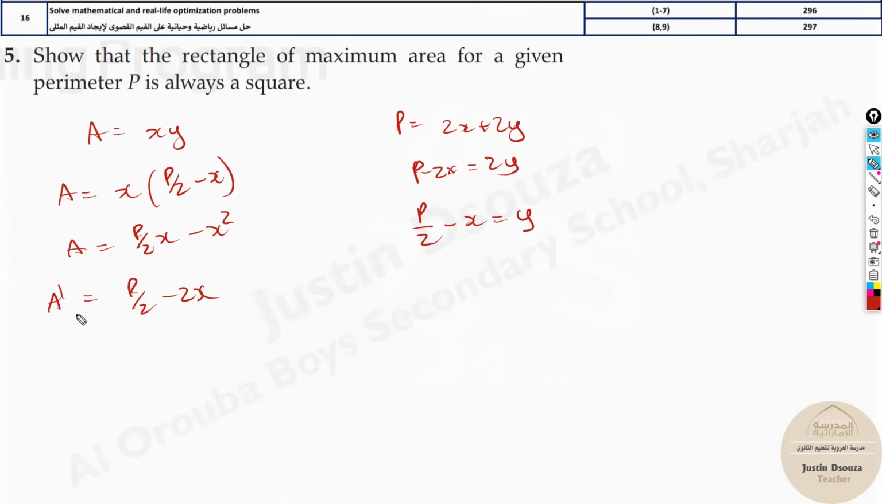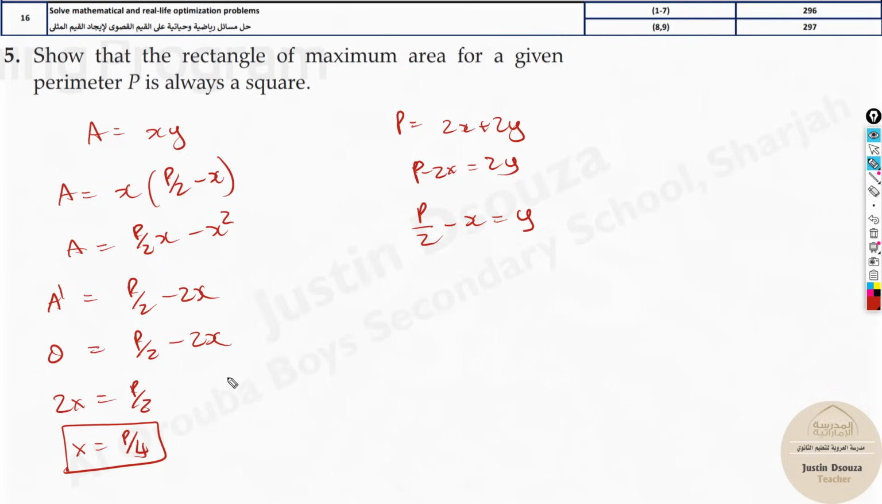Now what we need to do is find the critical number. We need to put the derivative of the area equal to 0 and solve for the x value. So take this to the other side. It will be 2x is equal to P by 2. 2 to the other side, in the denominator, it will be x is equal to P by 4. So the critical number over here is P by 4.